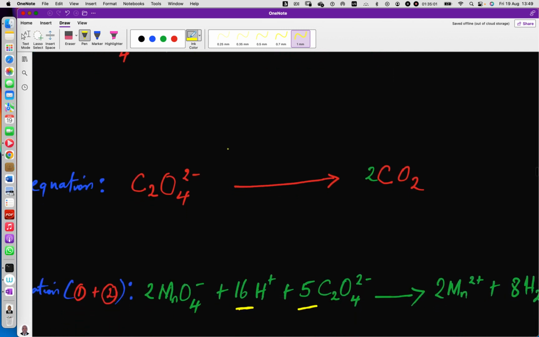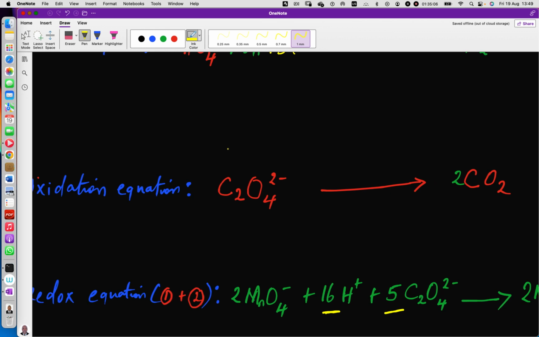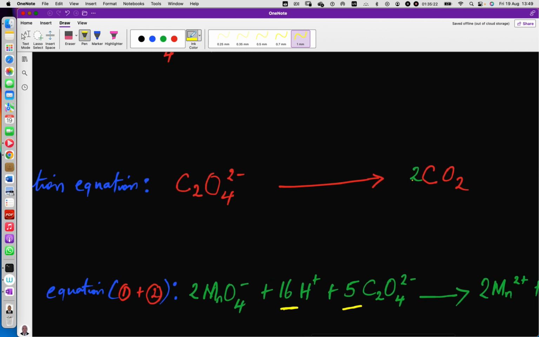Now let's go down here for the oxidation equation. For the oxidation equation, what do we do to balance the charges? We have two negative charges on this side, so we must put two negatives on the other side so that we can balance our equation. So we must put two electrons on this other side.